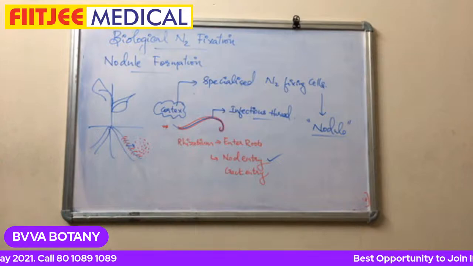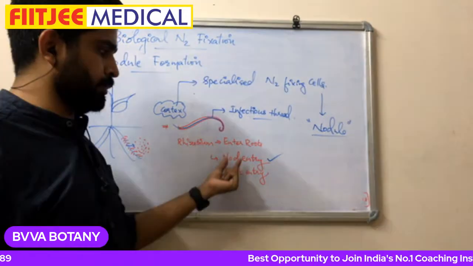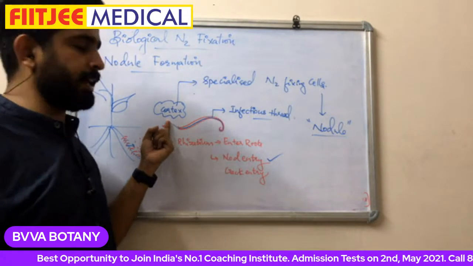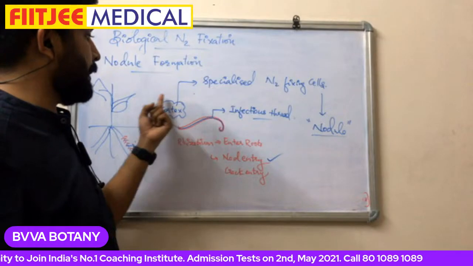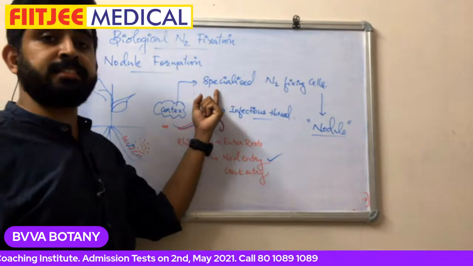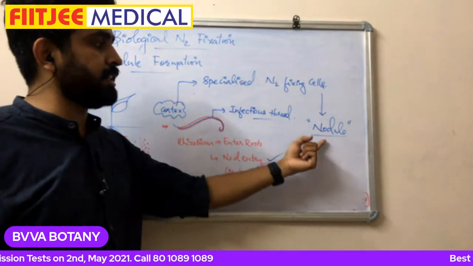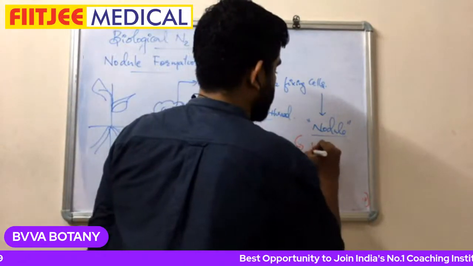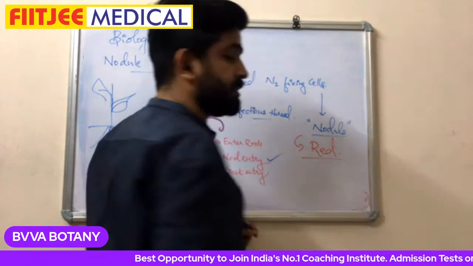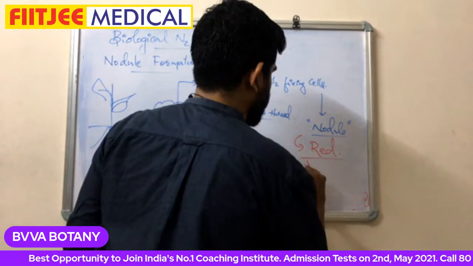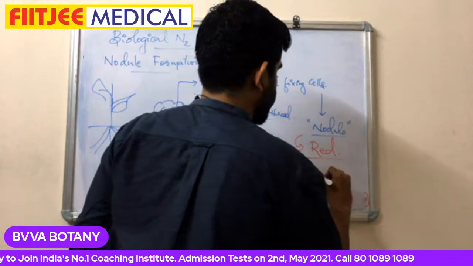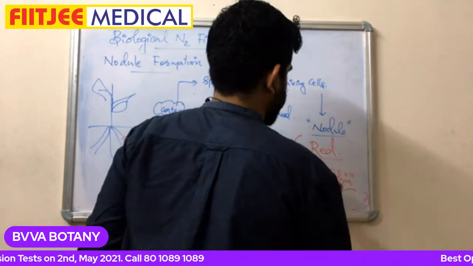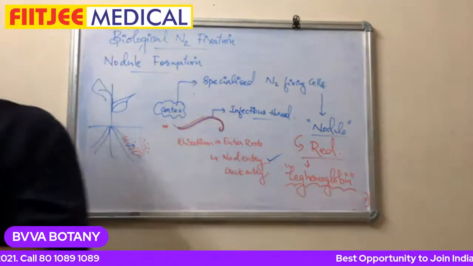So the rhizobium enters the root through node entry and crack entry, and finally reaches the cortex. And the cortex had normal parenchyma cells. Now the parenchyma cells are converted into specialized nitrogen-fixing cells. And these specialized nitrogen-fixing cells, we call them what? Nodule. And a mature nodule, if you see, is pinkish red in color due to the presence of leghemoglobin. What is leghemoglobin?